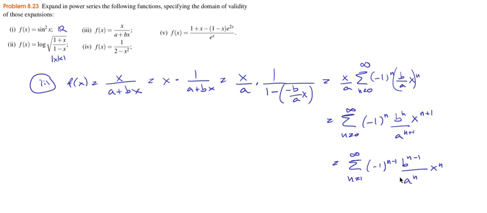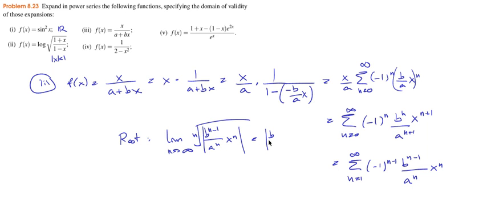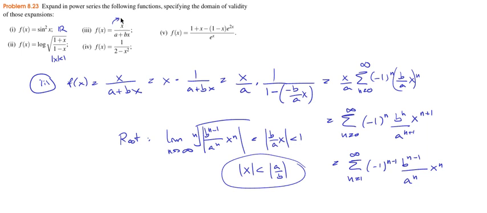Now if you compute the root test for the absolute convergence of this, this is the limit when n goes to infinity of the nth root of the absolute value of b to the n minus 1 over a to the n times x to the n. So the nth root of this is b over a times x. This has to be smaller than 1. That means that the absolute value of x has to be smaller than a divided by b. Okay, that's the idea.